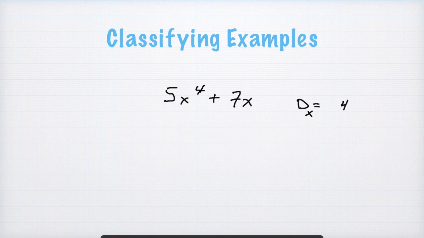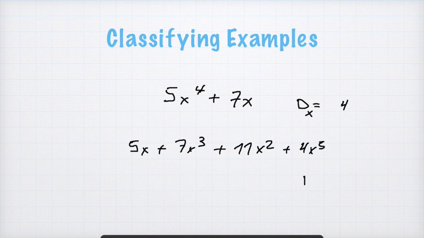Let's do a really mean one. We're going to do 5x plus 7x cubed plus 11x squared plus 4x to the fifth. Now this one isn't really nice. It's not in standard form because it doesn't go from x to the fourth, to x to the third, to x squared, to x. But that's okay because we only care about what the greatest number is.